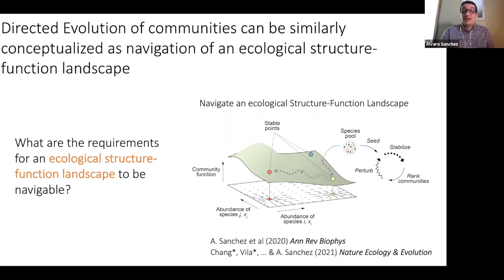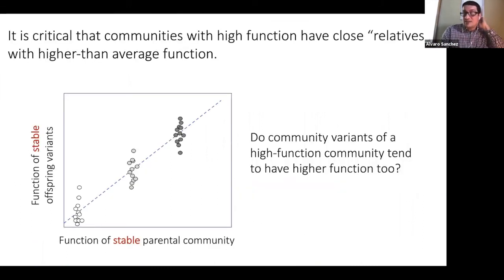it is very important to understand what the properties of that landscape are. Is it smooth? Is it rugged? And why does it matter? It's kind of easy to see why this matters, because if you plot, for instance, the function, this is just a cartoon, right? If you plot the function of a stable parental community, which is in equilibrium or near, against the function of stable offspring variants. So basically you have a parental community that has high function, you make multiple offspring variants, and each one of them has a function that is similar to the parent, right?